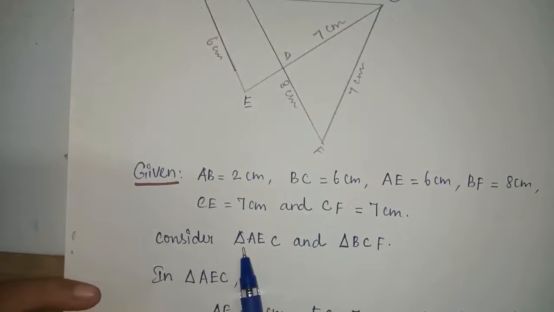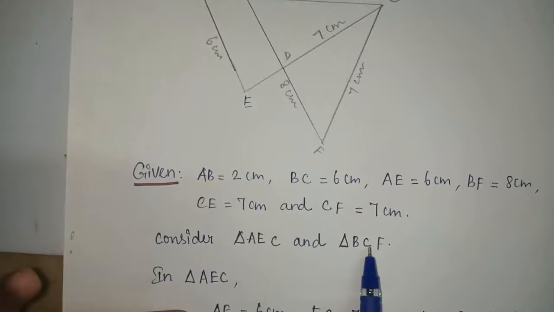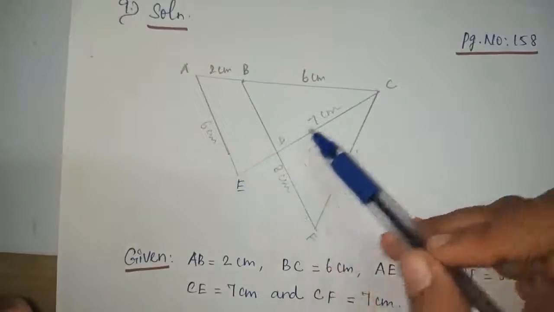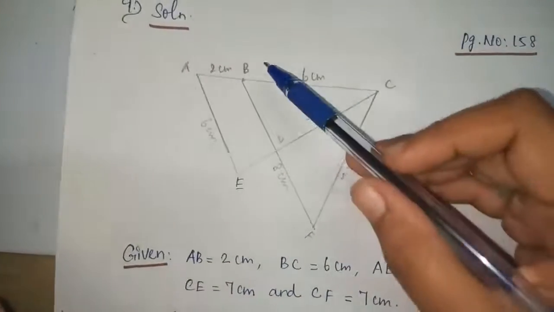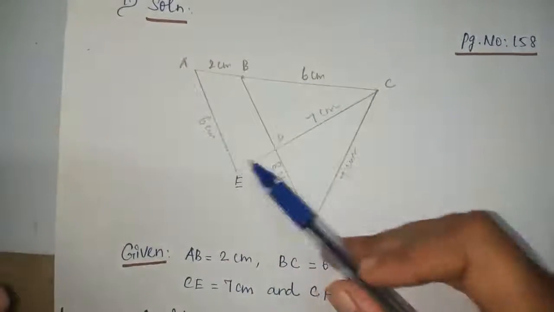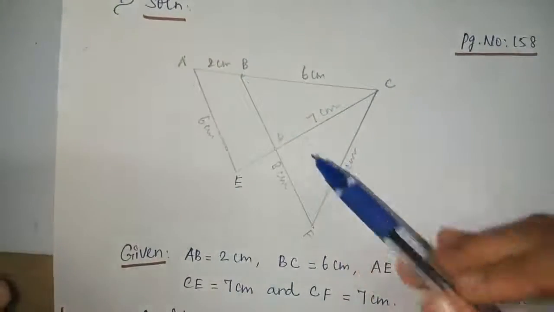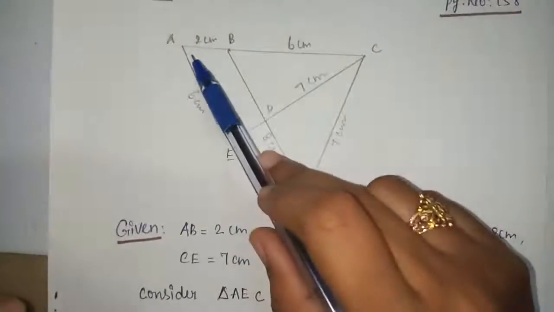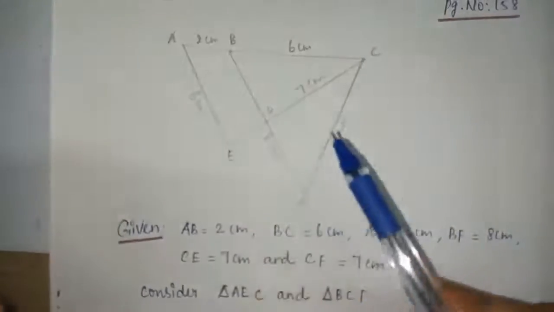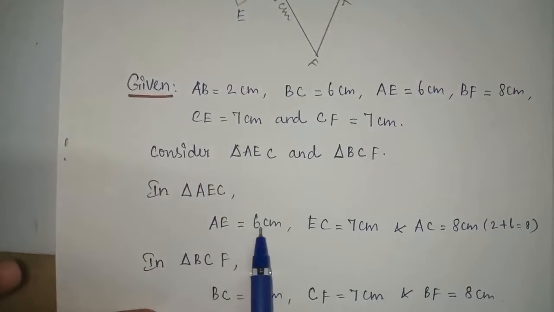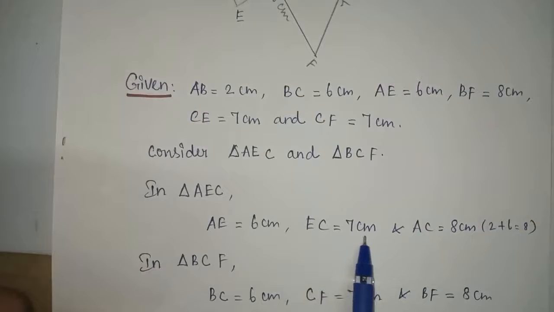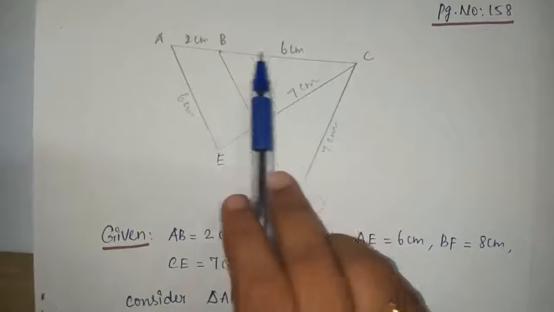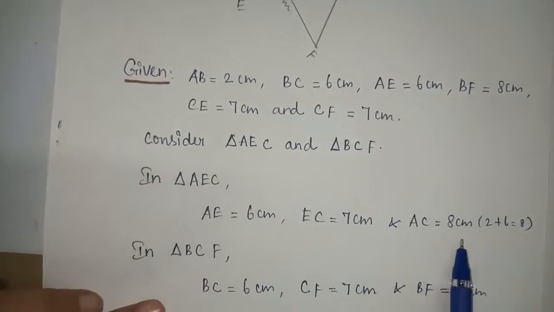Now consider triangle AEC and triangle BCF. So now we choose two triangles, first AEC and next BCF. So in triangle AEC, first we are taking this triangle. When we choose this triangle AEC, its measurements are AE is equal to 6 cm, EC is equal to 7 cm, AC is nothing but AB plus BC. So 2 plus 6 is 8 cm.